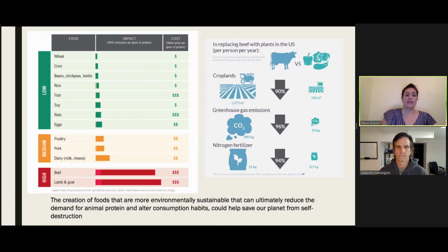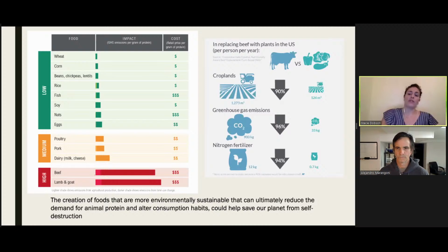That means that if we can make products out of these foods that are more sustainable and ultimately cost less, then we could help start saving our planet. Specifically, replacing beef with plants in the US would give a decrease of 90% across croplands, greenhouse gases, and nitrogen fertilizers, making these products more sustainable.